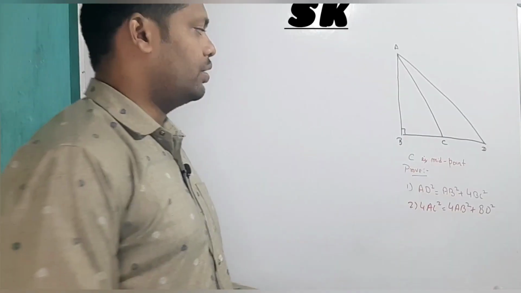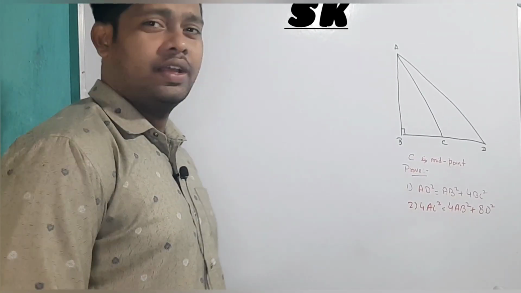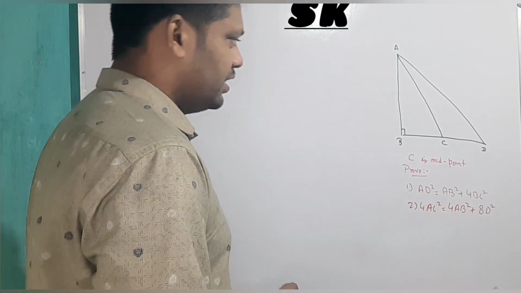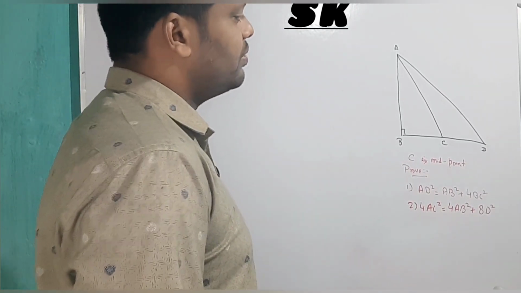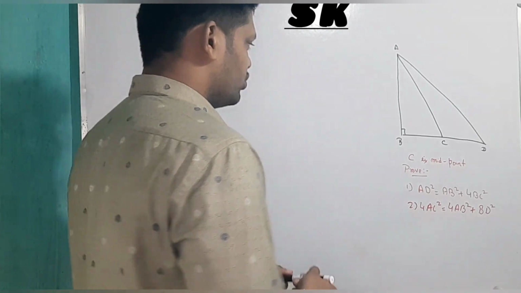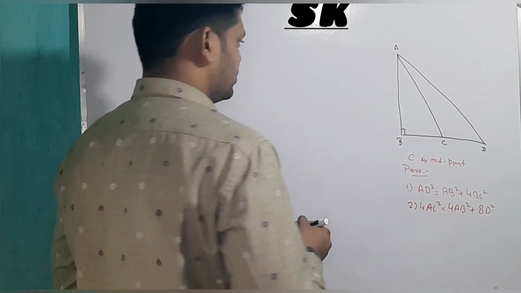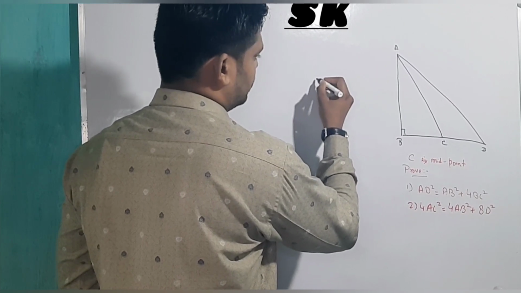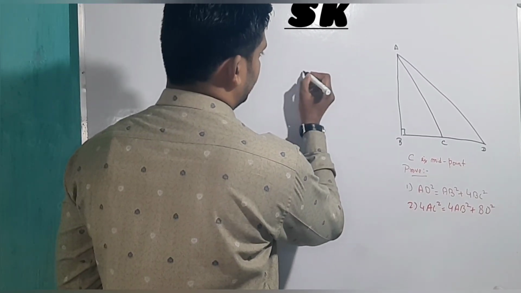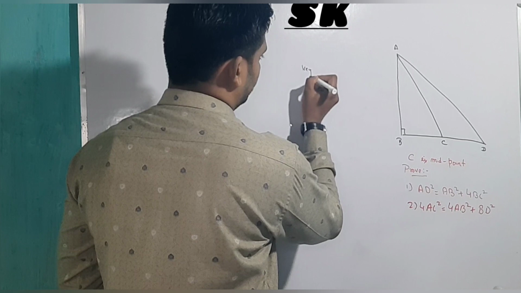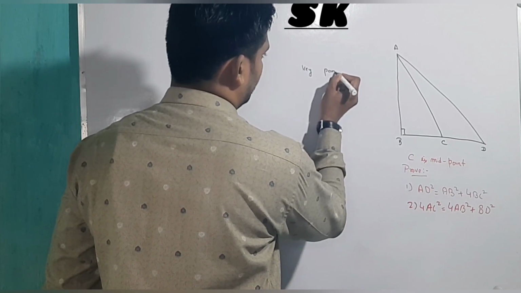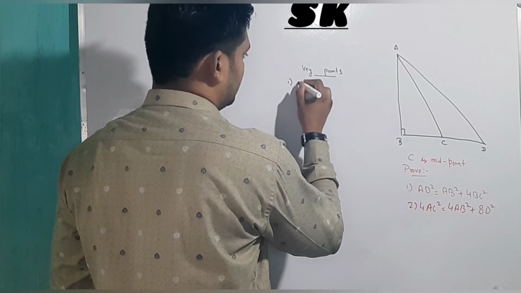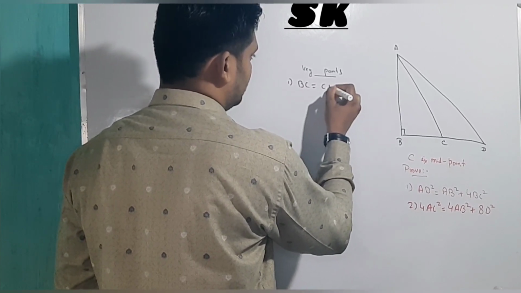Okay, so the next question, understood this question? Let's go. This is the next question. Same, we need to use key points. Is there any statement? C is the midpoint they gave us. So by using that, let us find out what we can find out. C is the midpoint, so we can write key points. The first point can be BC is equal to CD.